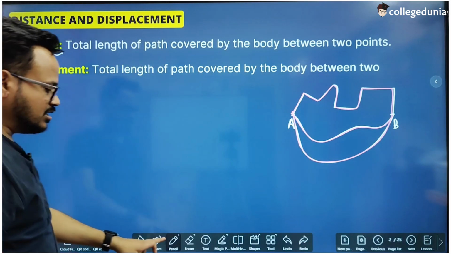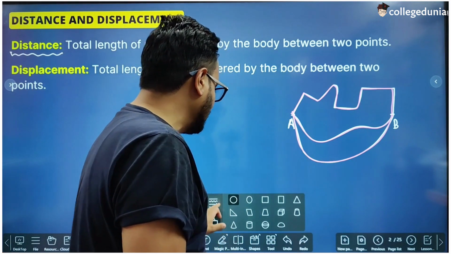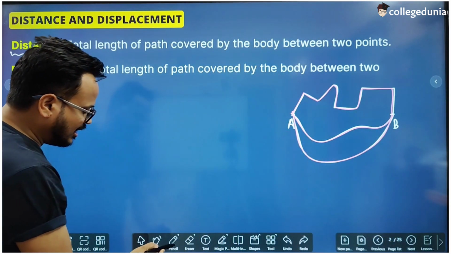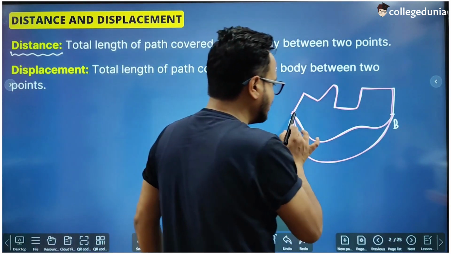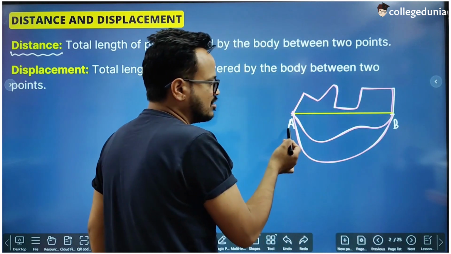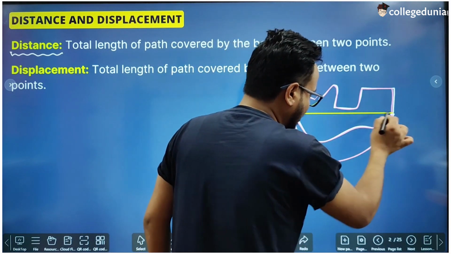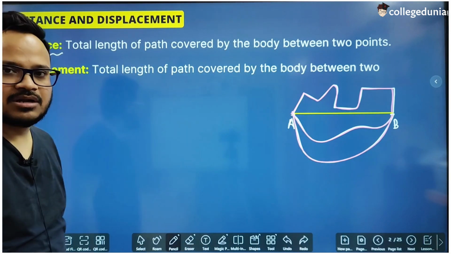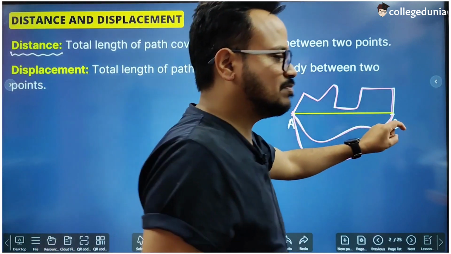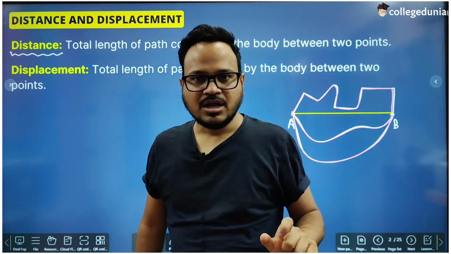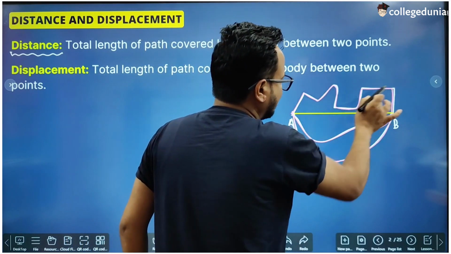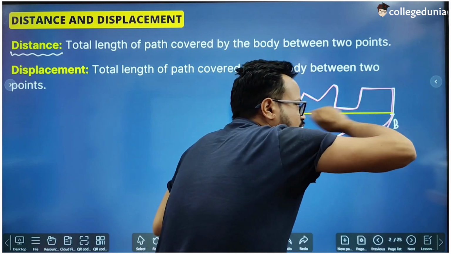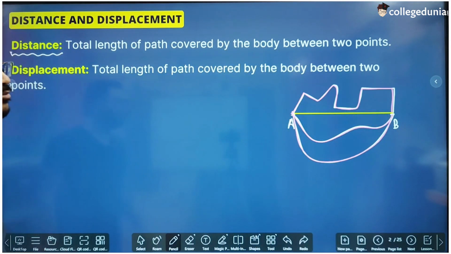Another thing is displacement. Displacement is always a fixed distance between initial and final position, and that is a straight line drawn from initial to final position. Like initial position is A, final is B, and this length, a straight line drawn from initial to final position, this length is called the displacement. So the body need not move along this displacement. It is always the same. If the body is moving along this path, then the distance of the body is the length of this path, but the displacement between A and B always remains the length of this yellow line, irrespective of the motion of the body.